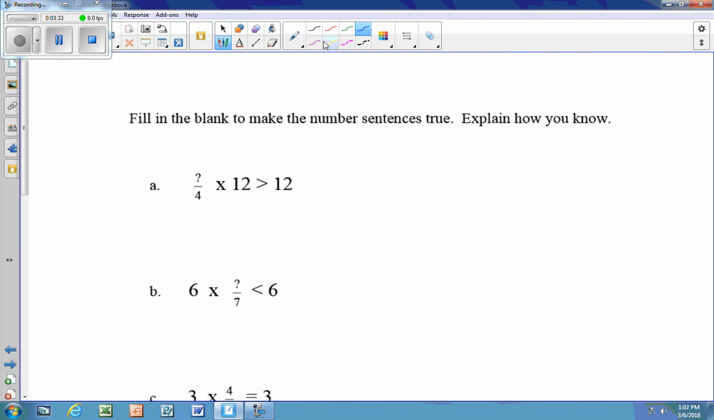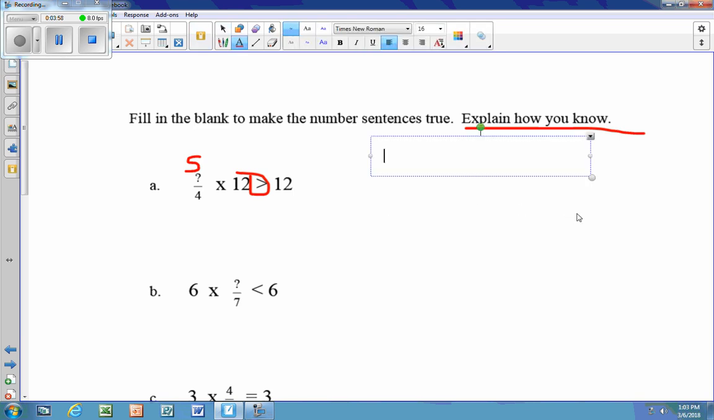Next, we have to fill in the blank to make the number sentence true, and then explain how you know. So this is greater than, so I need a fraction that's greater than 1. To be greater than 1, I could do 5/4, 6/4, 7/4, 8/4, 9/4, any of that would work. So if I needed to do an explanation, I come right over here, and I can just write: fraction should be greater than 1.